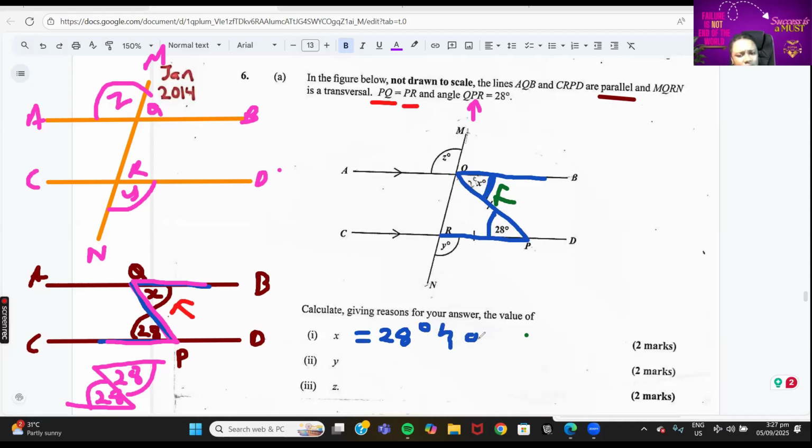And for questions like this, you will get 1 mark. I didn't say that before, so I'll say it now. If you just write your angle alone, you get 1 mark. And then you get the second mark for your reason. Your reason is which rule did I use, in this case in geometry, to help me figure out the answer.